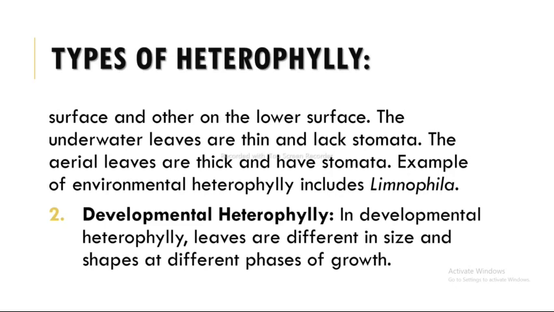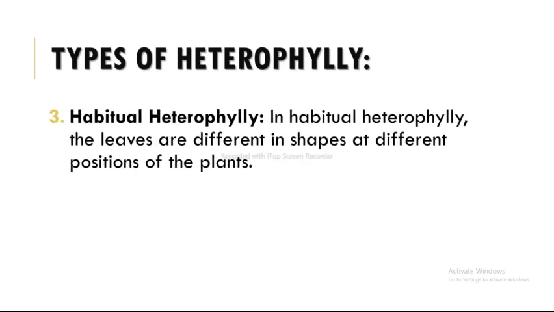In developmental heterophyly, the leaves are different in size and shape at different phases of growth. Then the third type is called habitual heterophyly. In habitual heterophyly, the leaves are different in shape at different positions of the plant.